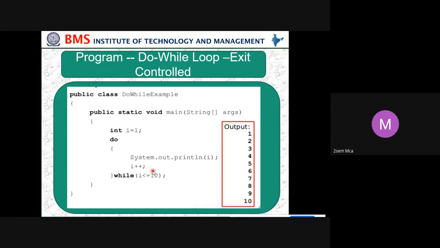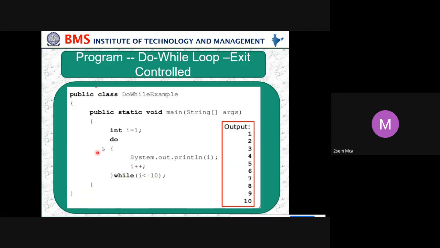Okay, so initially i is equal to 1. It will enter the do block, print 1, then increment. Now i will be 2. Then it will check: 2 is less than or equal to 10? Yes, true. So it will go back and print 2. So it prints 1, 2. Now again increment to 3. 3 is less than or equal to 10.